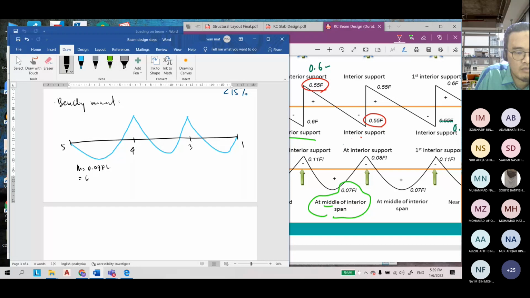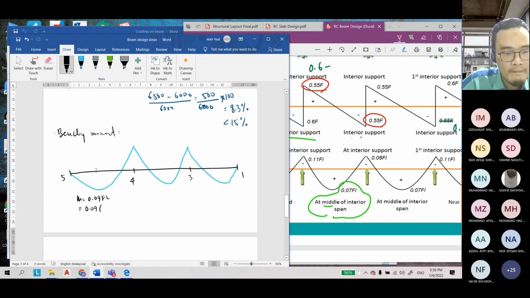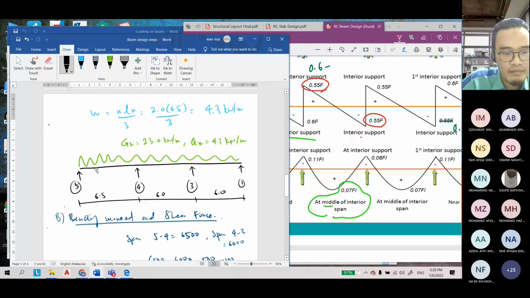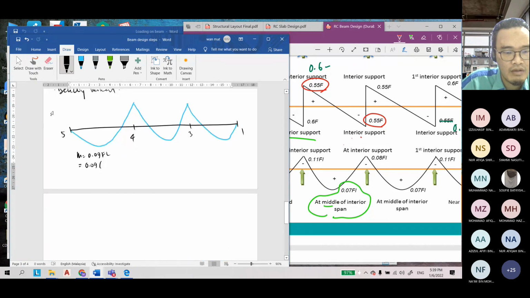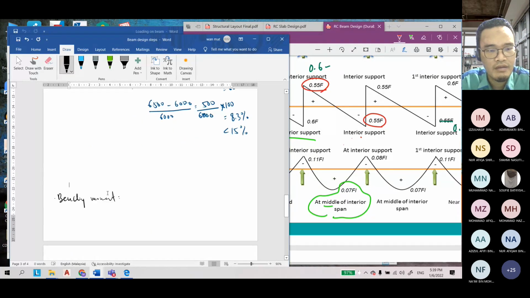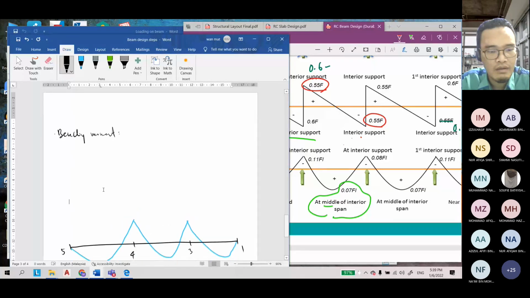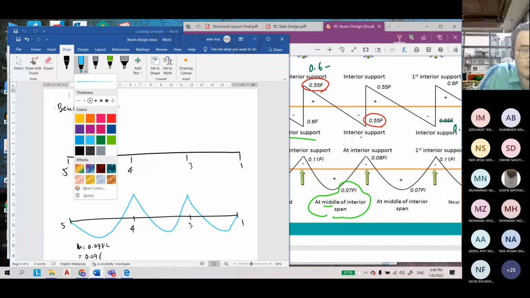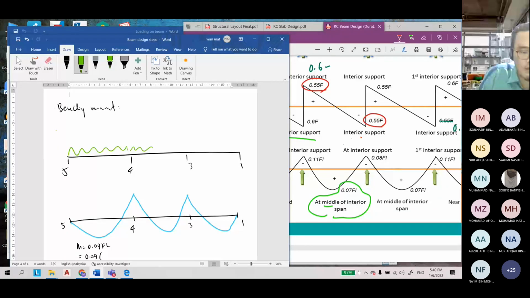So can you help me with your calculator? 0.09 times your F. Sorry, before you calculate the value of bending moment, you must calculate your F first. Calculate your F.